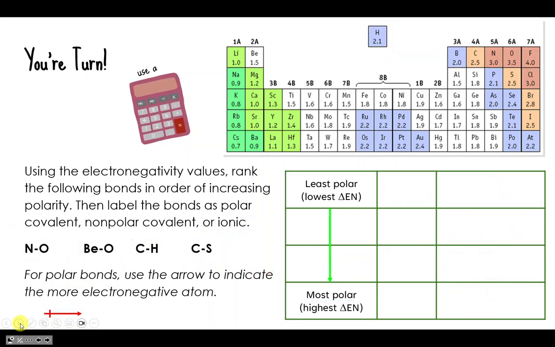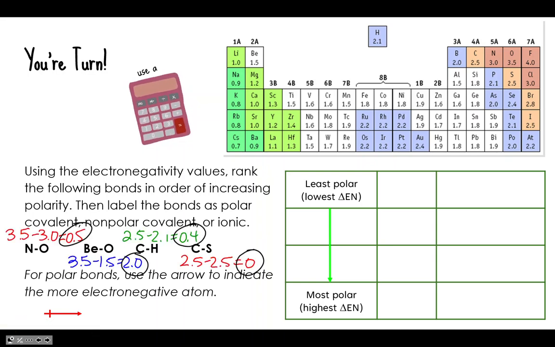Your turn. So let's go ahead, take a moment to do those calculations in practice. All right, so calculating our electronegativity differences for our four bonds over here, as you can see. Remember, once again, take the larger number, subtract the smaller number to get your difference. So out of those, which one is going to be the least polar? Zero. The carbon-sulfur bond here, C to S.